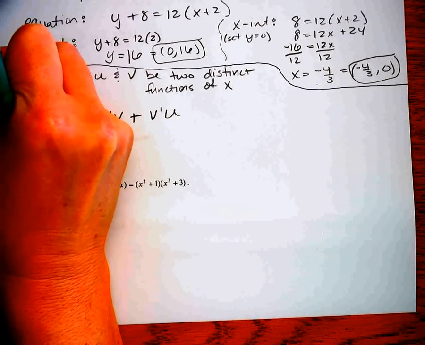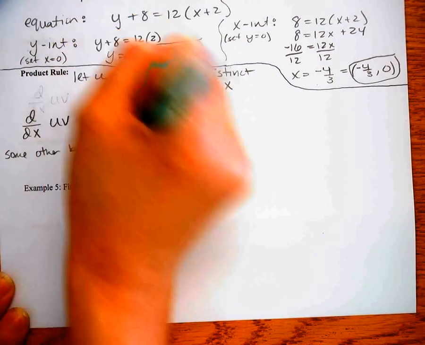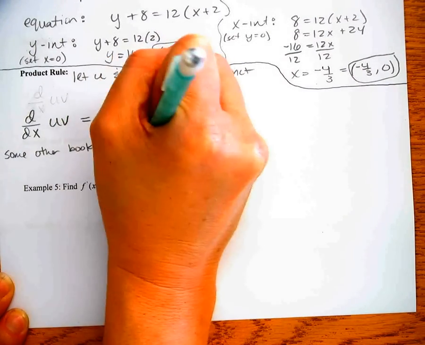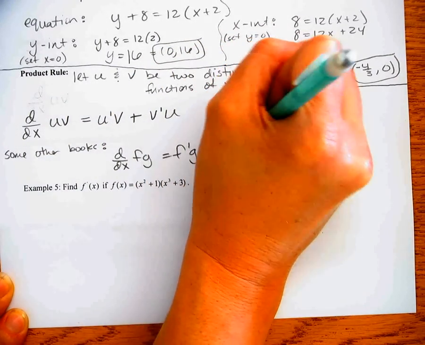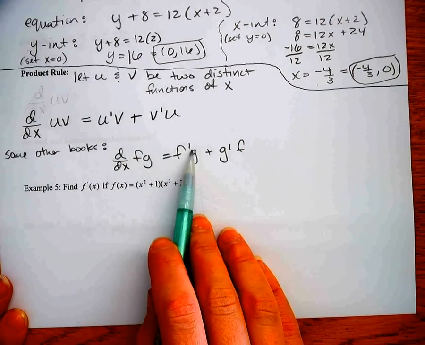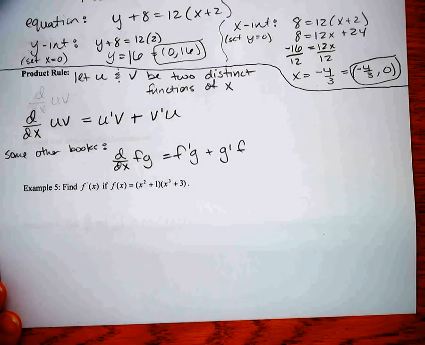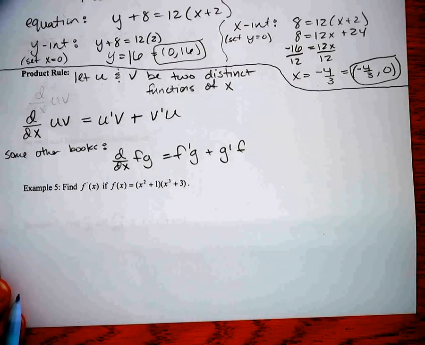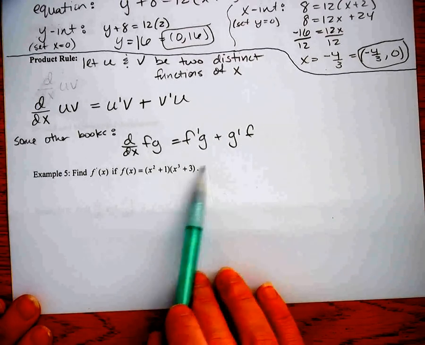And some other books might have that written as f and g, so I want you to be familiar with everything, no matter what it looks like. Some books have it written this way: f prime g plus g prime f. So it's basically just derivative of the first times the second plus derivative of the second times the first. It's not too bad, actually. U prime v plus v prime u, or f prime g plus g prime f. Let's go ahead and try that out in this example 5.